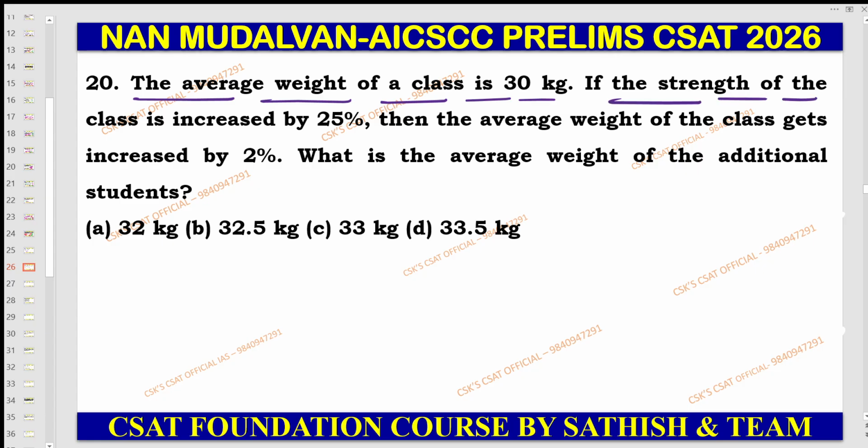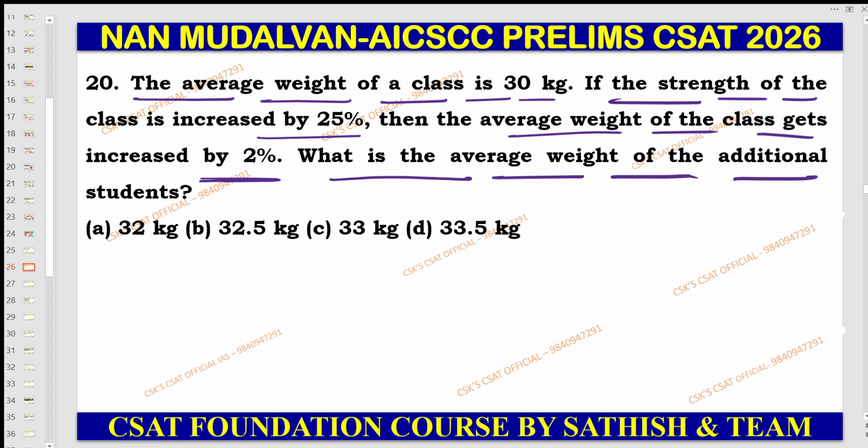The strength of the class increases by 25%. The average weight of the class increases by 2%. 2%, please understand this is a percentage, not by 2. Since it is provided in terms of a percentage, one must be very careful here. What is the average weight of the additional students? First of all, understand you don't know the count, so take that count as 100, for which the average is provided as 30.